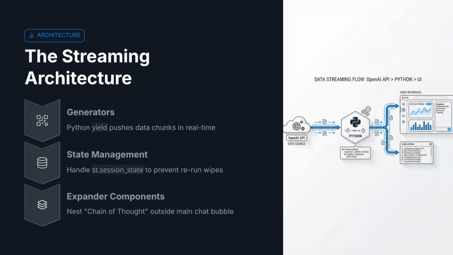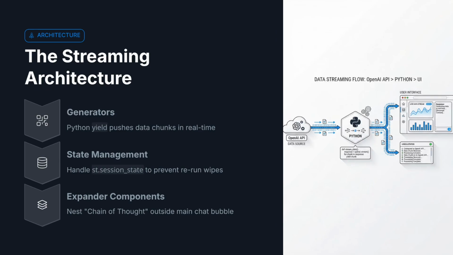To build this, we need to understand the data flow. We aren't making a standard request-response call. Instead, we are opening a persistent stream. The OpenAI API sends us deltas, tiny shards of tokens, as they are generated. Our Python backend uses a generator to capture these shards and immediately yield them to the front end.